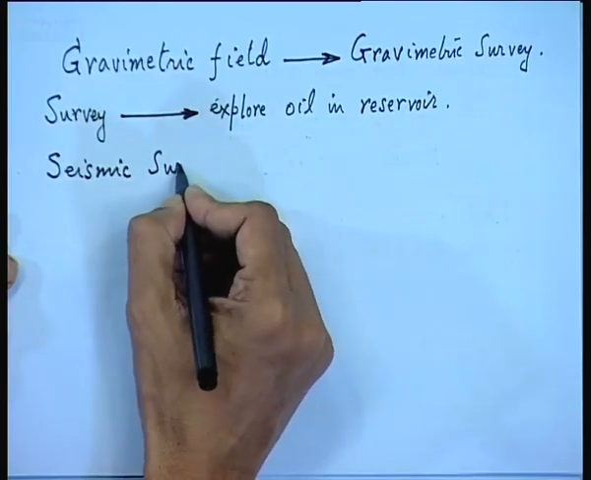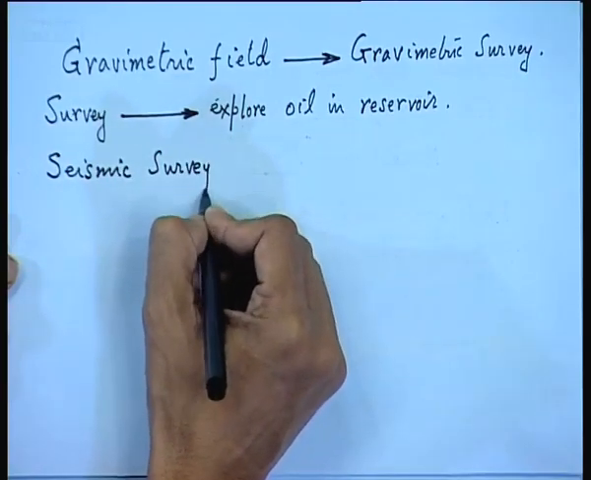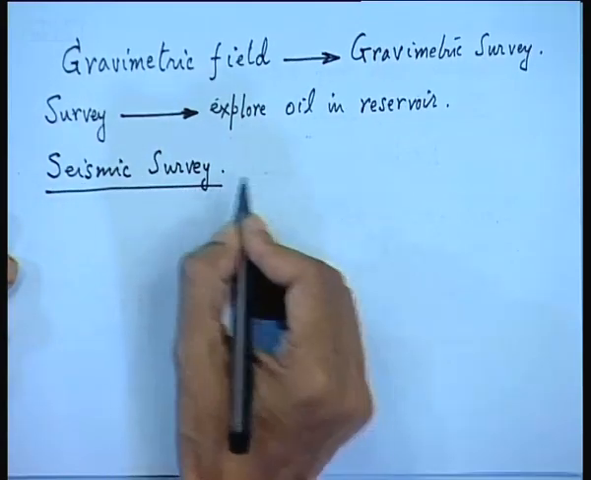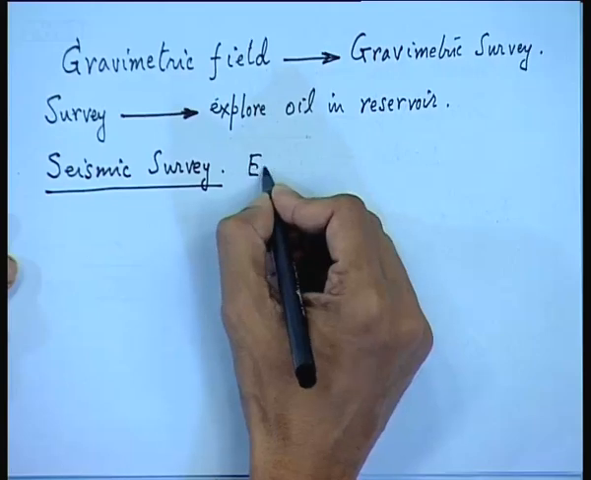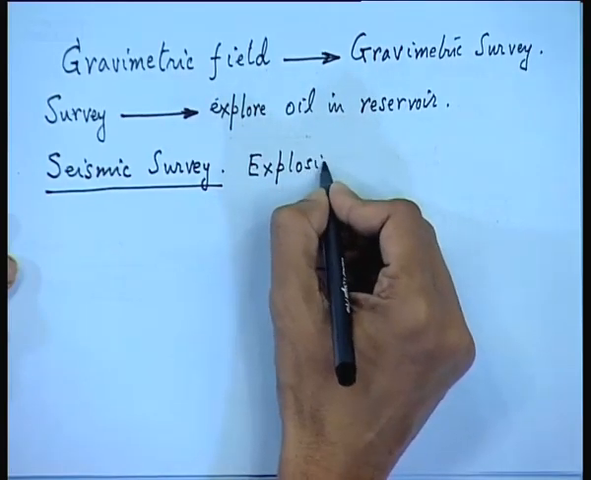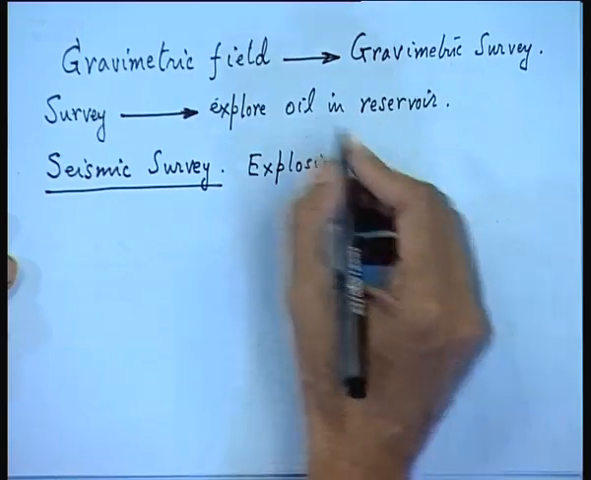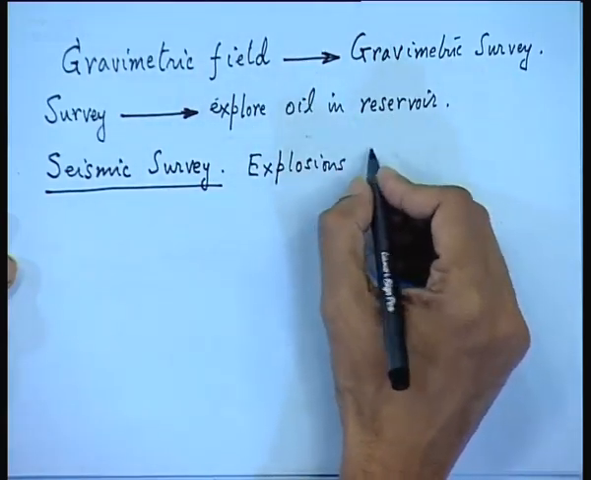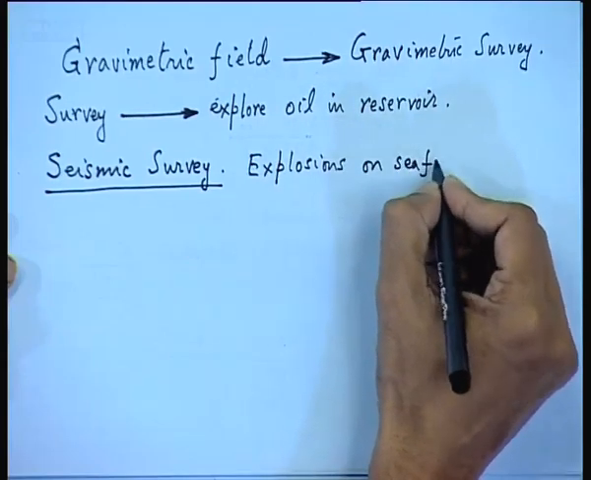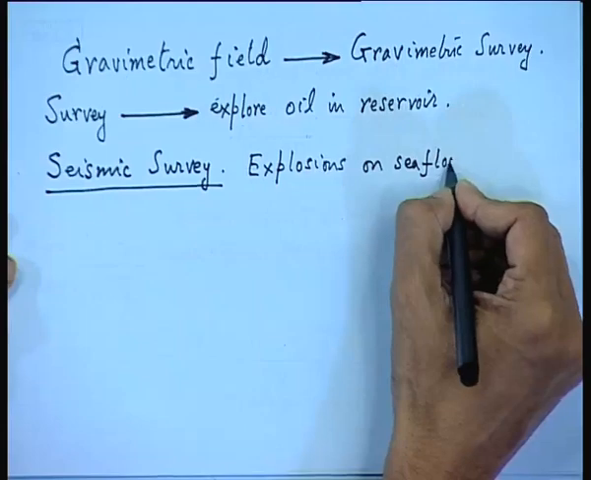So, actually there are explosions. Seismic means explosions are generated on the sea floor and the return path of the sound is measured. So, this is, in a nutshell, what is called the seismic survey.